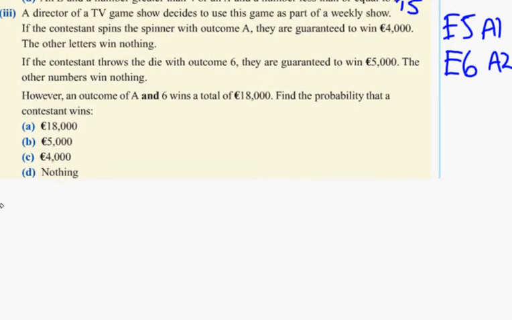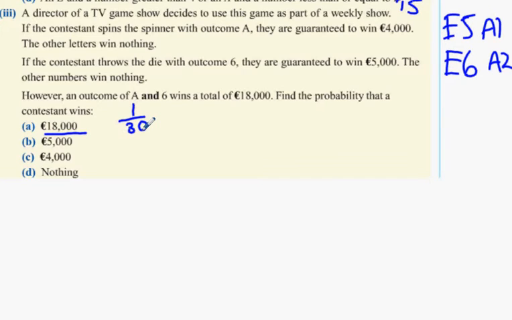We're now here. The director of a TV game show decides to use this game as part of a weekly show. If the contestant spins the spinner with outcome A, they are guaranteed to win €4,000. The other letters win nothing. If the contestant throws the die with an outcome of 6, they are guaranteed to win €5,000. The other numbers win nothing. However, the outcome of A and a 6 wins a total of €18,000. Find the probability that the contestant wins €18,000. 1 in 30.